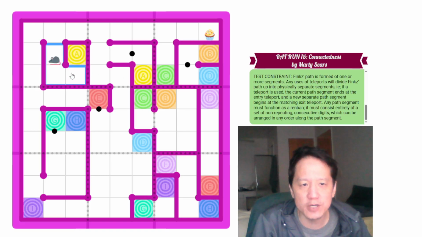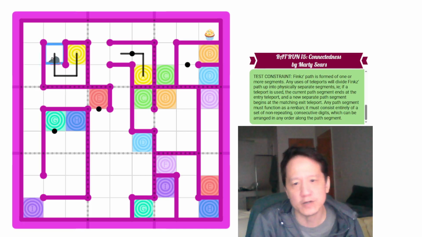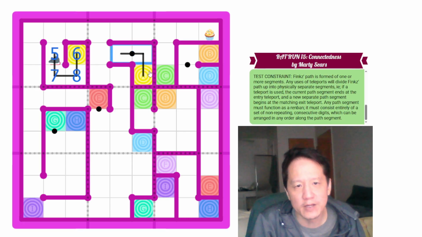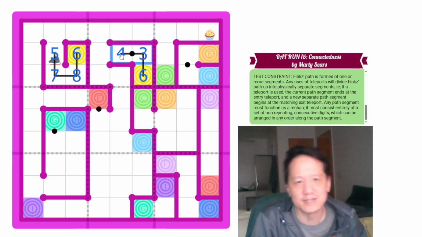But if you say you had a 4-length renban, say Finks went to teleport A, right? And this would form one renban on its own. So it could be the digits, say, 5, 7, 8, 6. And then this could be a renban here. This would be 6, 3, 4 or something. But that wouldn't work because of the black current, but that's a different issue.